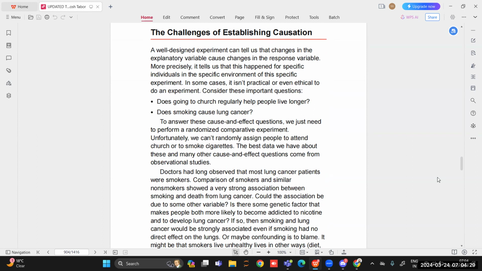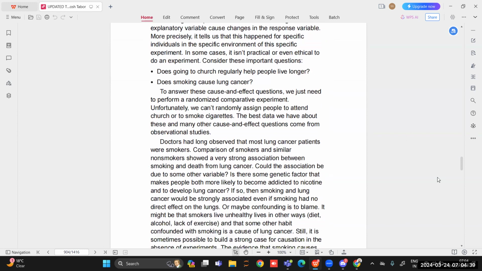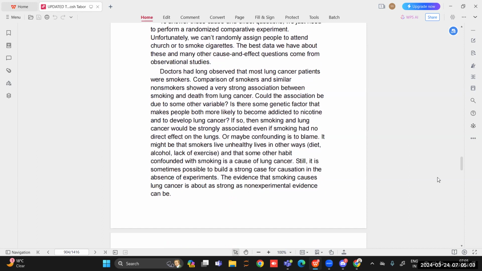In some cases, it isn't practical or even ethical to do an experiment. Consider these important questions. Does going to church regularly help people live longer? Does smoking cause lung cancer? To answer these cause and effect questions, we need to perform a randomized comparative experiment. Unfortunately, we cannot randomly assign people to attend church or to smoke cigarettes. Some experiments are not good to carry out, and we cannot measure a person's devotion to God by just randomly assigning things.